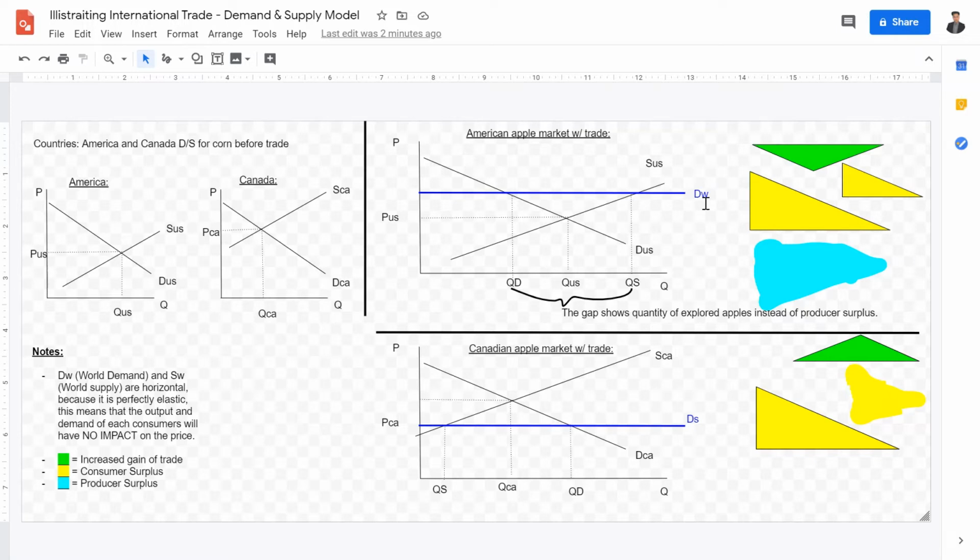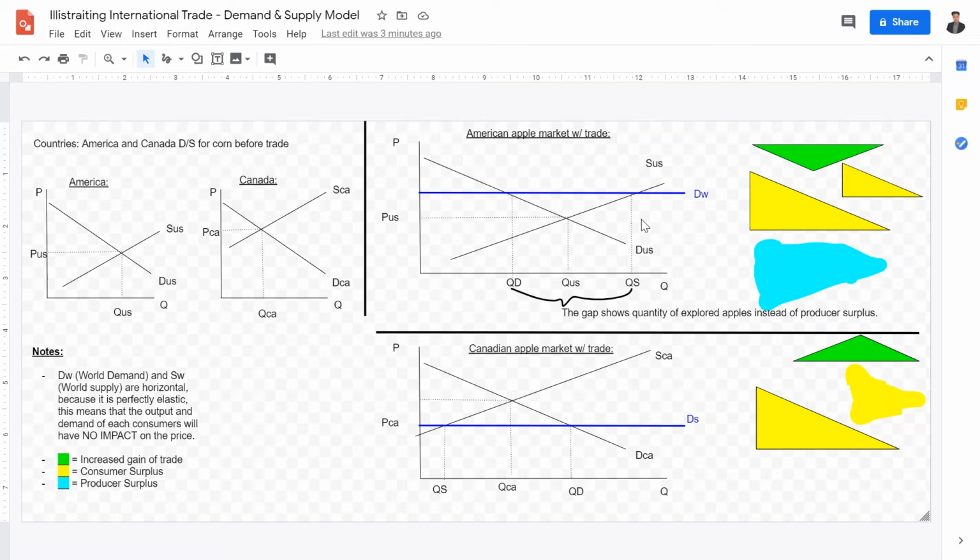Now, why is it world demand and not world supply? It is world demand because America produces apples because it has an absolute advantage. Therefore, America exports apples to the world, so the world demands American apples. The world demand is seen as a horizontal line. Why is the world demand a horizontal blue line? It is horizontal because it is perfectly elastic.